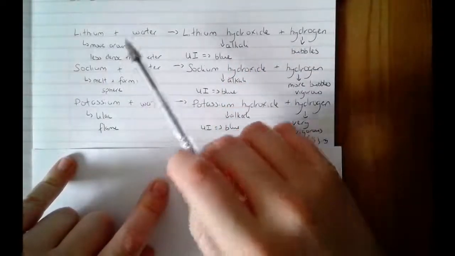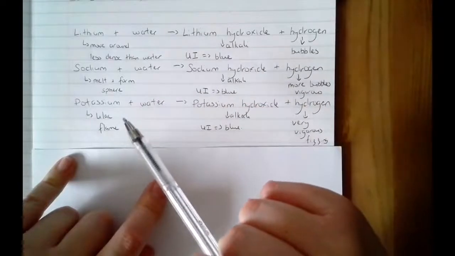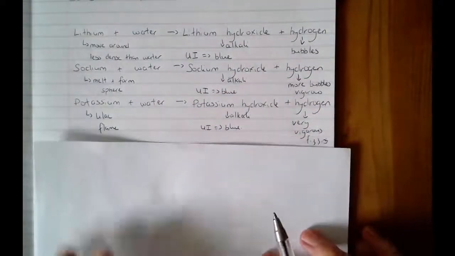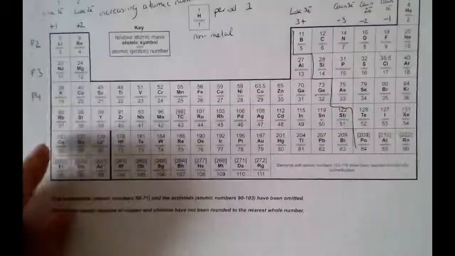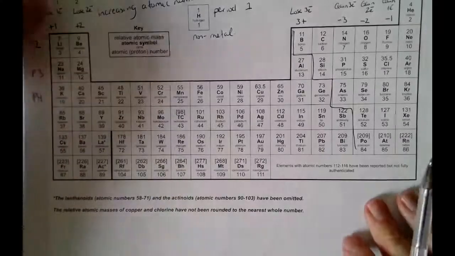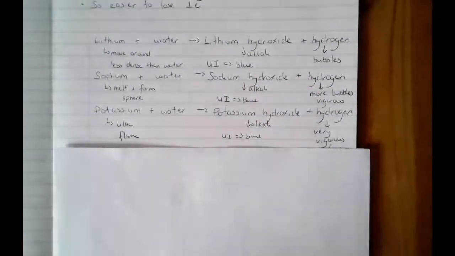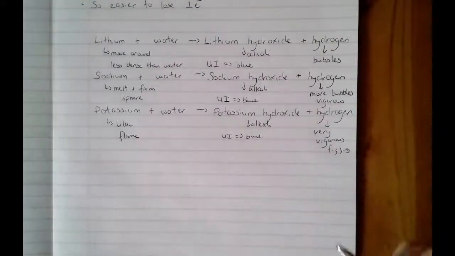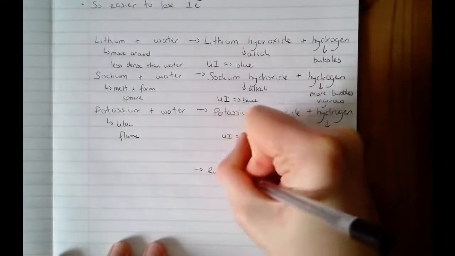You can be asked about the observations you would expect to see of all three of these reactions. You can also be asked to predict what you might see with one of the other alkali metals. So if I go beyond potassium, the next alkali metal is rubidium. So based on what we've seen so far, what might you expect to see if rubidium reacts with water? Well, if you're reacting rubidium and water, you are going to form rubidium hydroxide.